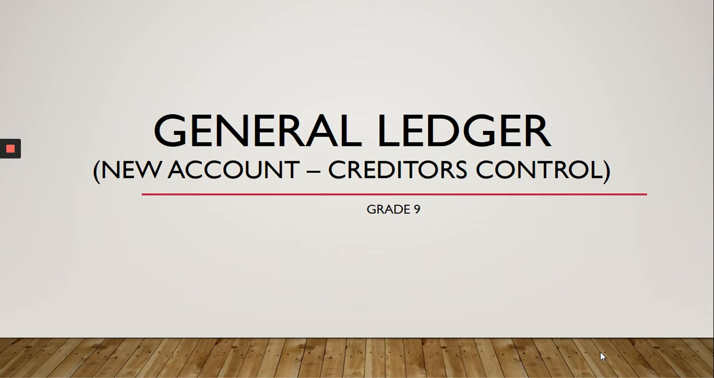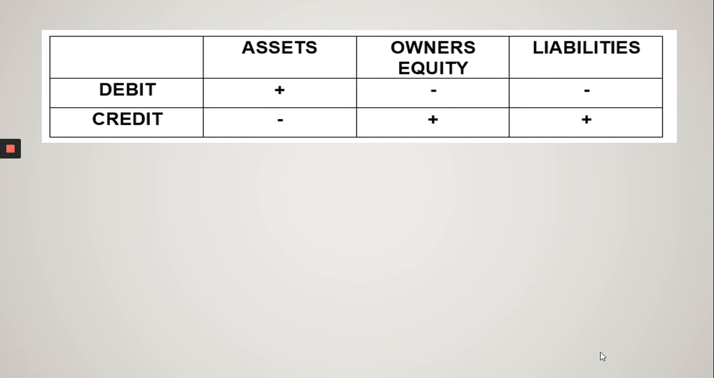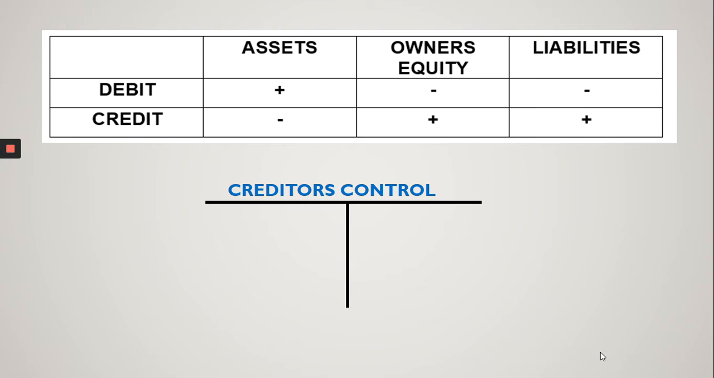Good morning, Grade 9s. Today we will be looking at the new account creditors control in the general ledger. In the general ledger, it's important to know on which side your assets, owner's equity, and liabilities increase and on which side it decreases. Now, creditors control is a liability for my business, so therefore it increases on the credit side and decreases on the debit side.